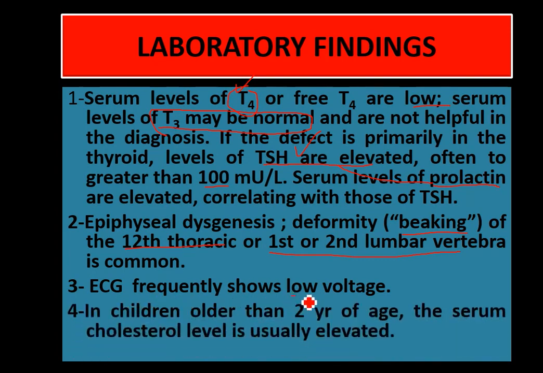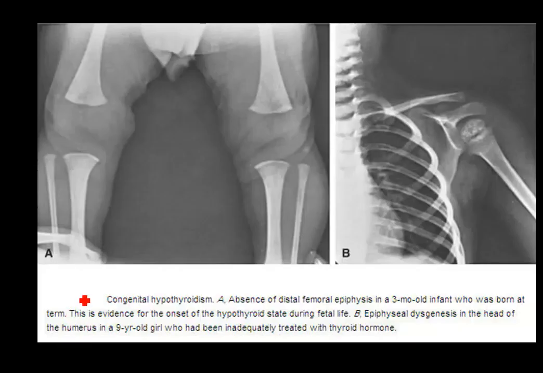ECG frequently shows low voltage. In children older than 2 years of age, the serum cholesterol level is usually elevated. So there is low T4 with elevated TSH, with epiphyseal dysgenesis, with ECG showing low voltage, and in children over 2 years of age the serum cholesterol level is usually elevated. And this is the picture of congenital hypothyroidism.